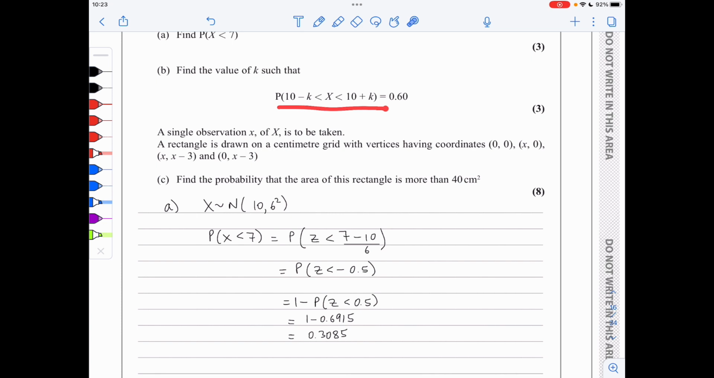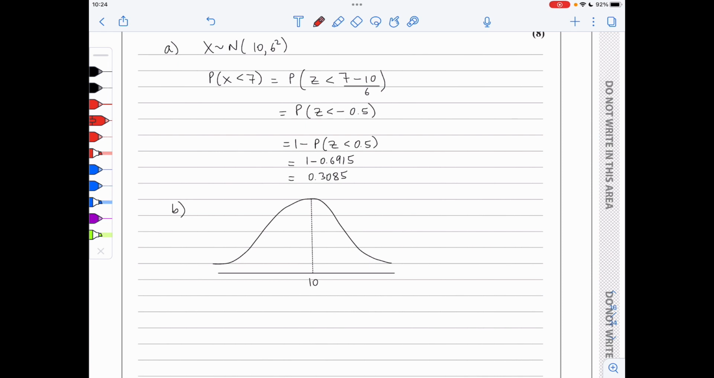In part B, we need to find the value of k such that the probability of x being between 10 minus k and 10 plus k is 0.60. So it makes sense to draw a normal curve here just to put all the information on a graph. So we start with the bell-shaped curve. It is centered at 10, and we know that the probability of being between 10 minus k and 10 plus k is 0.60. So this is a symmetric interval around the mean, which means that the tails are 0.20 each.